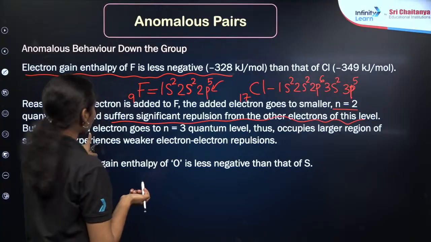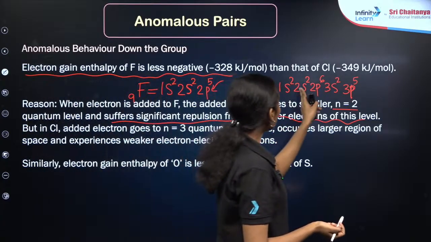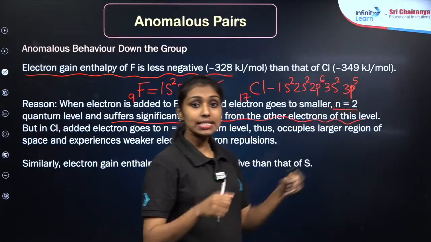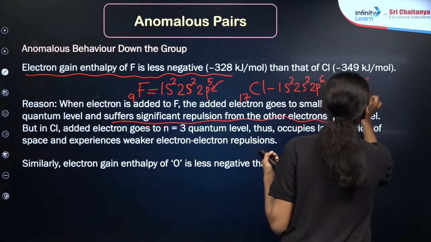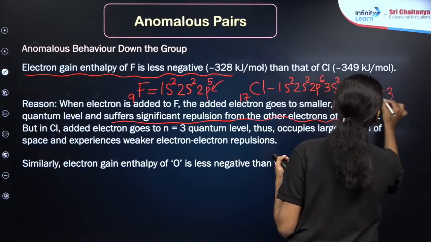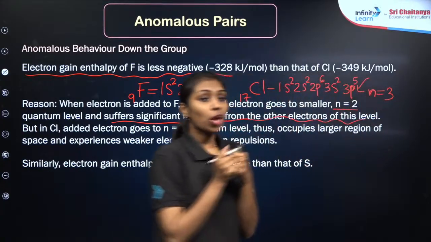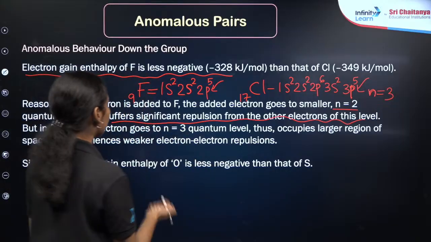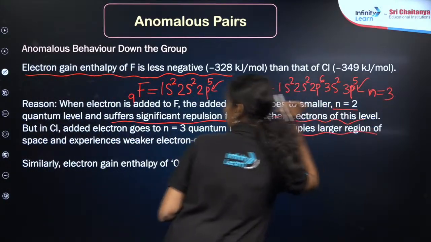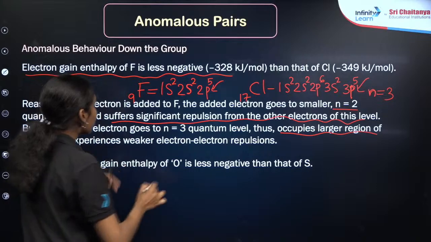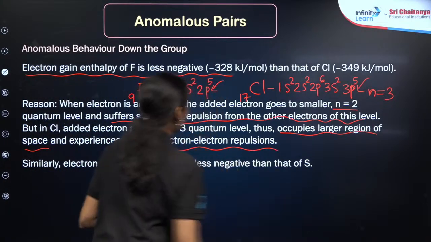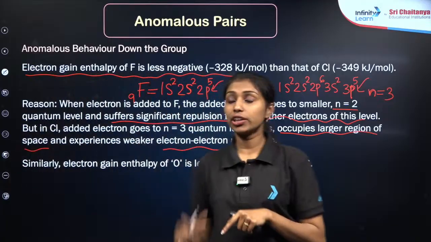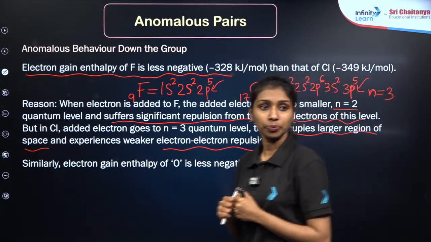Then if you consider the chlorine atom, it is 1s2 2s2 2p6 3s2 3p5. Again one electron is added to the 3p orbital, which is the third shell, n equal to 3. In the case of the third shell, because of the larger area, it experiences very little repulsion. It occupies a larger surface area or region of space. Therefore, it experiences weaker electron repulsion than fluorine. That is why fluorine has a less negative electron gain enthalpy than chlorine, right? Clear?